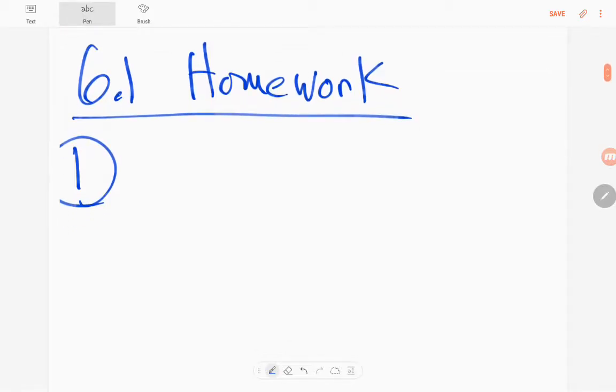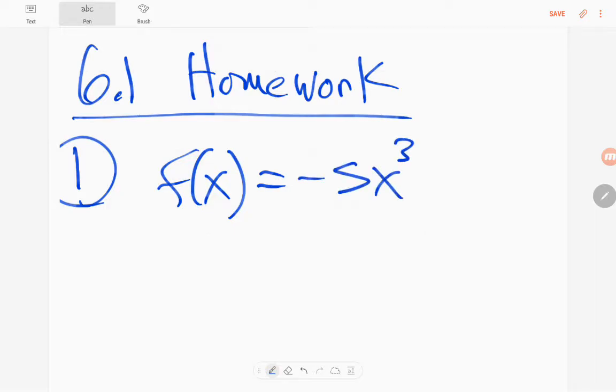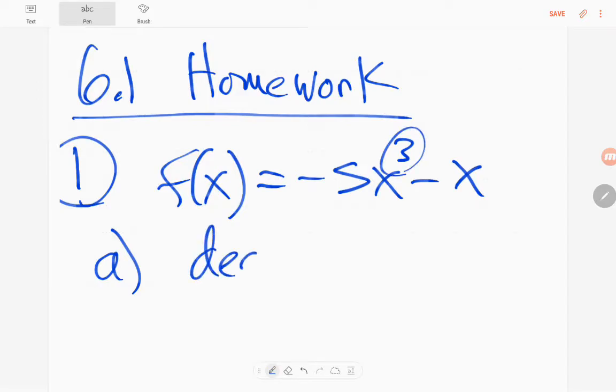It says for number 1, use the equation of the polynomial function to complete the following. And the function that I'm given is this one, negative 5x cubed minus x. Part A says state the degree and leading coefficient. Well, you should know that the degree is the highest power of x.